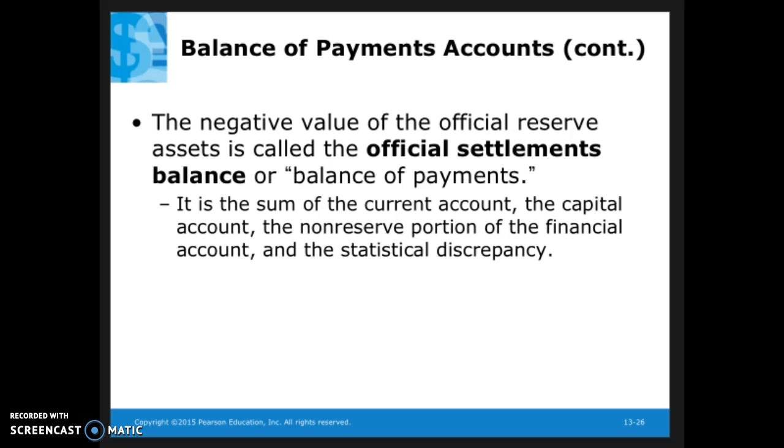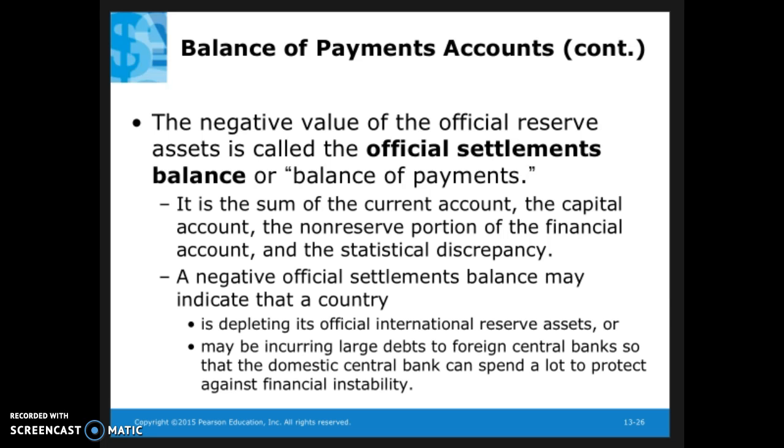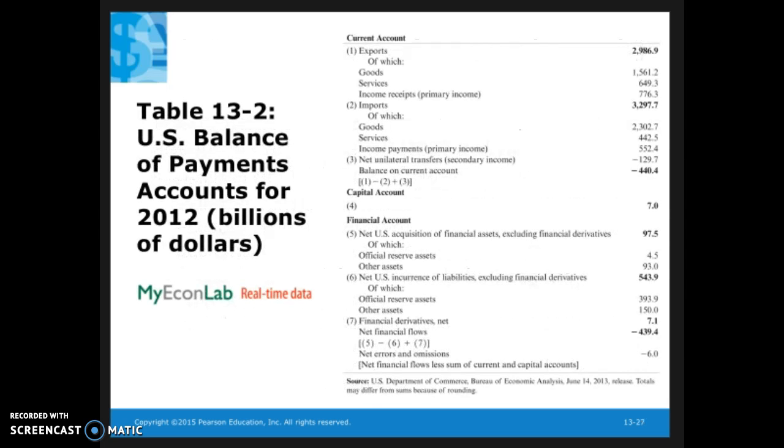And then the negative value of the official reserve assets is called the official settlements balance. It's the sum of the current account, capital account, and non-reserve portion of the financial account. And then we put in that statistical discrepancy factor. So here's what our balance of payments looked like in 2012 in billions of dollars.